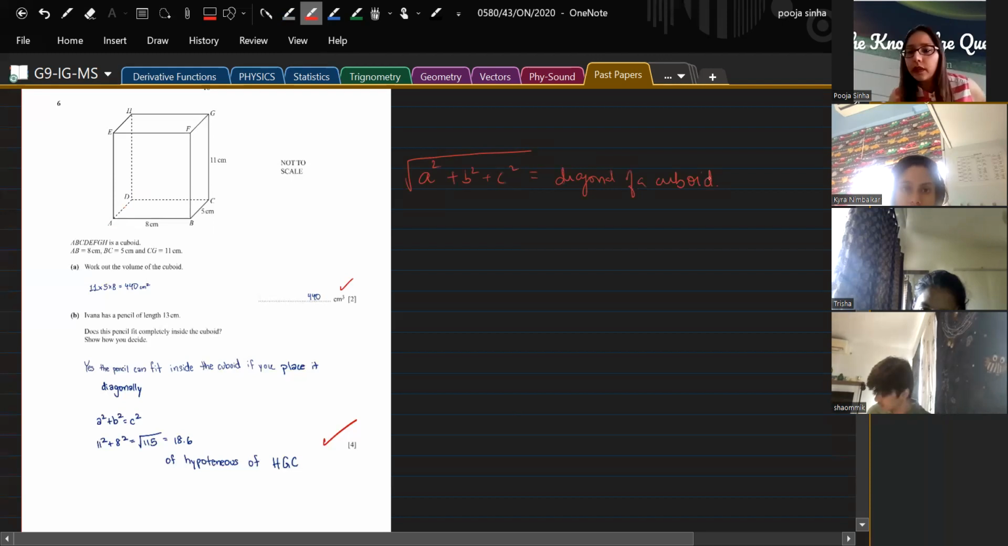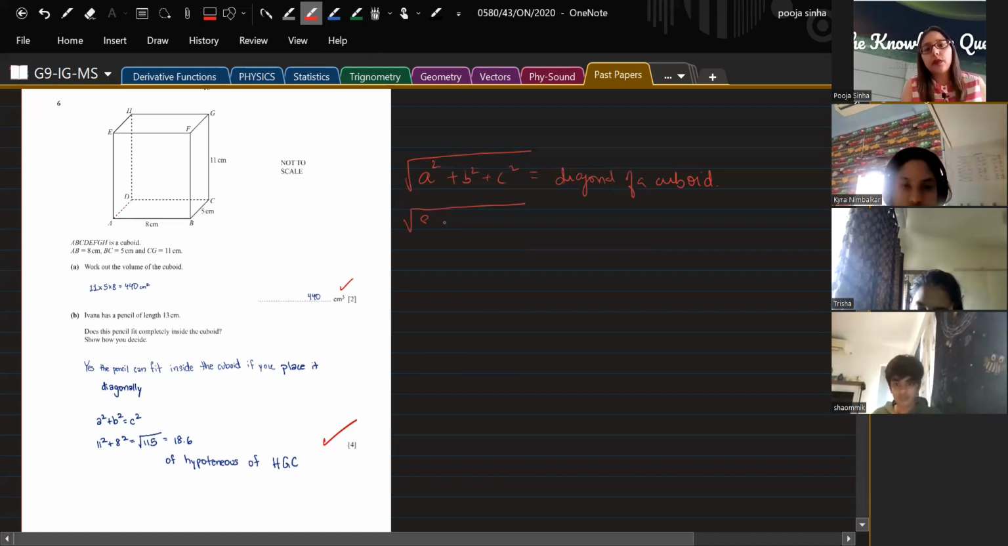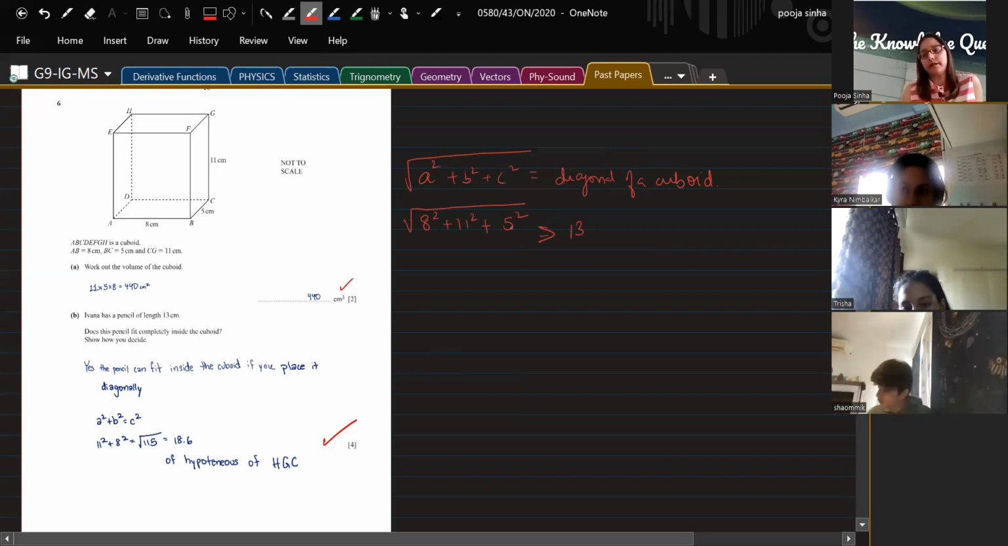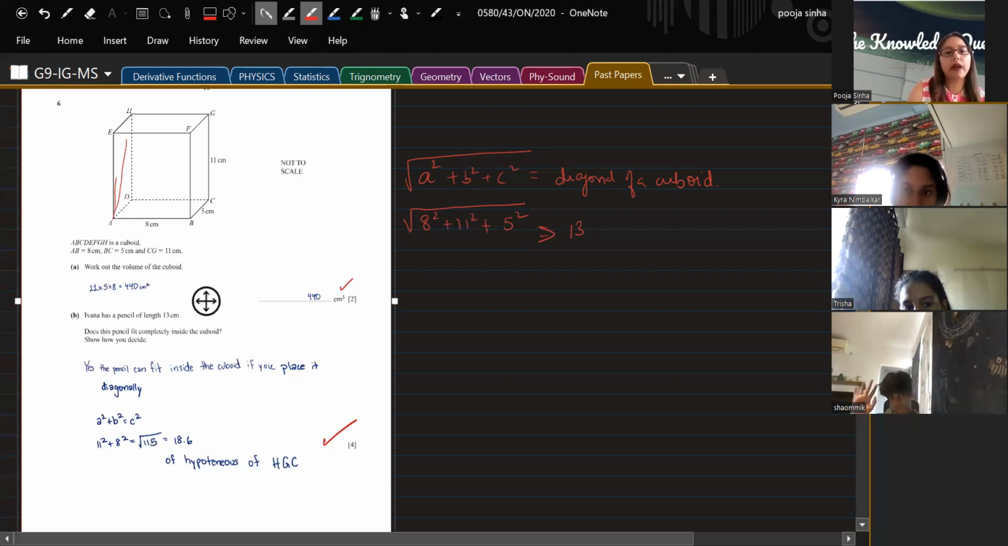Clear? Okay. Next. Understood now? So all you need to do is the under root of 8 square plus 11 square plus 5 square. Figure out the answer. If the value is greater than 13, then you will say yes, it will fit in. If your value is less than 13, then you will say no, it won't fit in. Okay? And what Trisha you have done is also absolutely correct because you're trying to fit your pencil on one of the sides, right? On the diagonal of one side, or you placed it there.